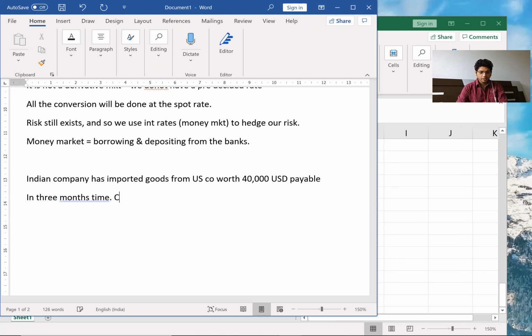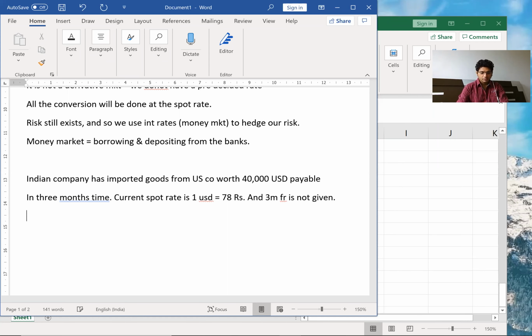Okay. The current spot rate, let us take a direct quote, is 1 USD equal to 78 rupees. And the 3-month forward rate is not given. We are not using a forward contract. Neither the premium is given nor the forward rate is given.